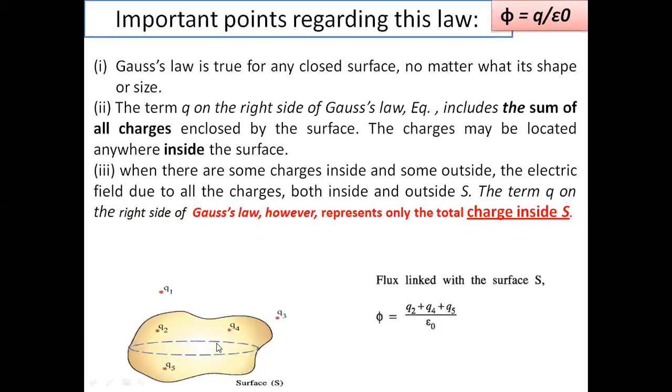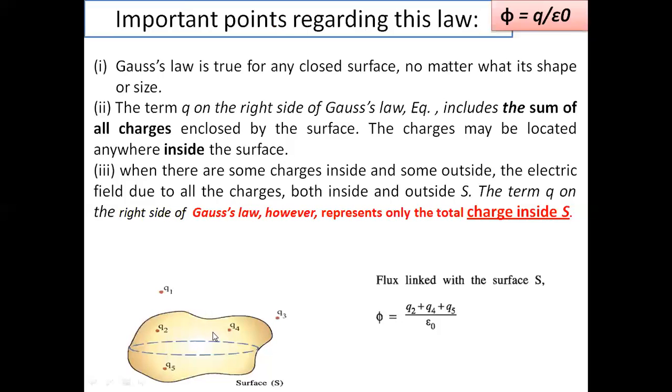Let's consider one system. Over here there are a number of charges: Q1, Q2, Q3, Q4 and Q5. But out of them, only Q2, Q4 and Q5 are inside the surface. So the total flux phi is equal to the summation of Q, and for the summation of Q we consider the total charge inside this surface. That means Q2 plus Q4 plus Q5.